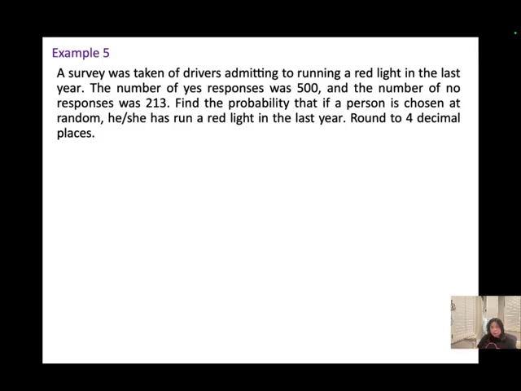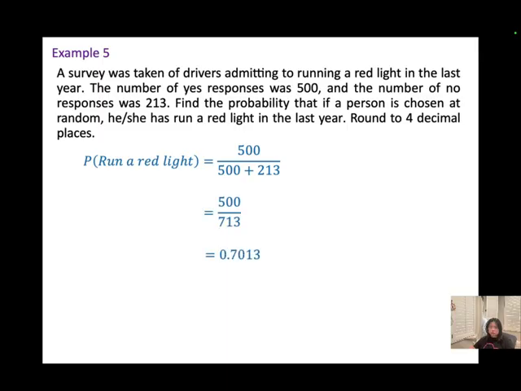Okay, so think about it. What is your total outcome? Total outcome will be the number of yes responses, 500, plus the number of no responses, 213. So add those two up, that will be your total outcomes. And then think about it. What is the probability that a person chosen at random has run a red light? Okay, that will be 500 over the total. Use your calculator, you should get 0.7013.